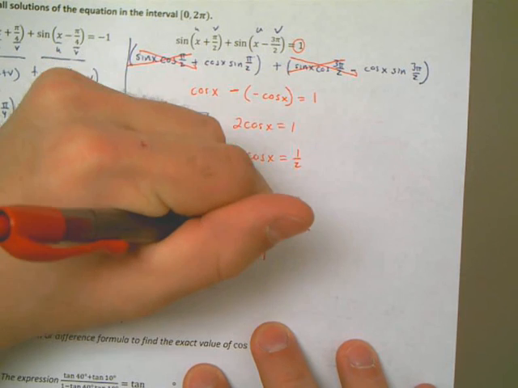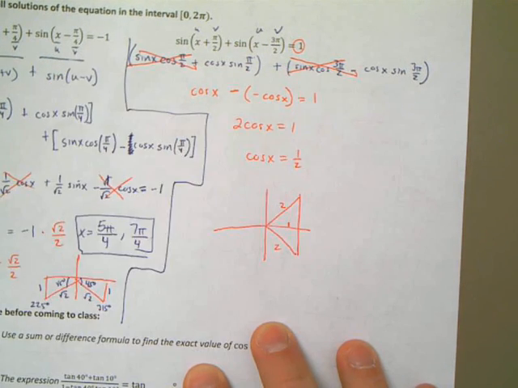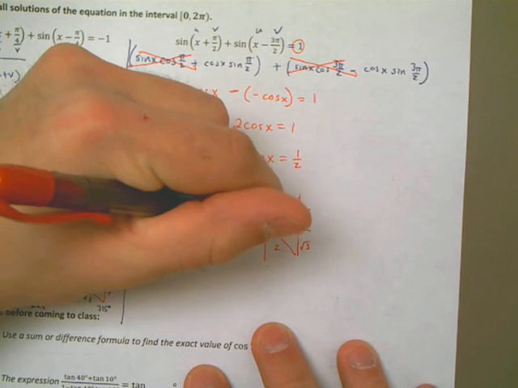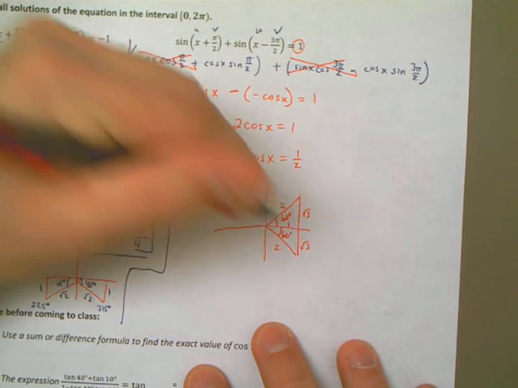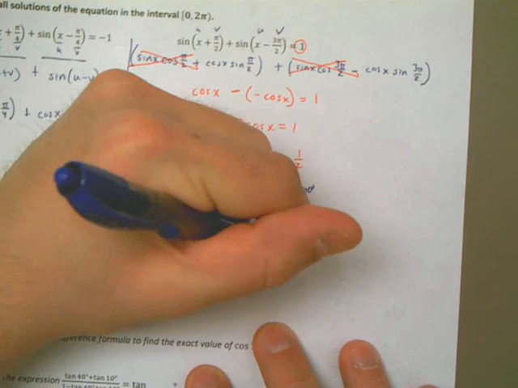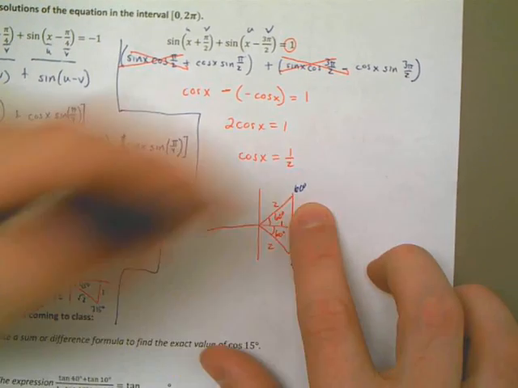Cosine is positive in the first and fourth quadrants. I know the adjacent is 1 and the hypotenuse is 2. That means the third side is the square root of 3. We know this triangle. We've done it 1,000 times. That's a 60-degree angle. So my two solutions are 60 degrees and 300 degrees. But that's not good enough. We need to put it in radians.